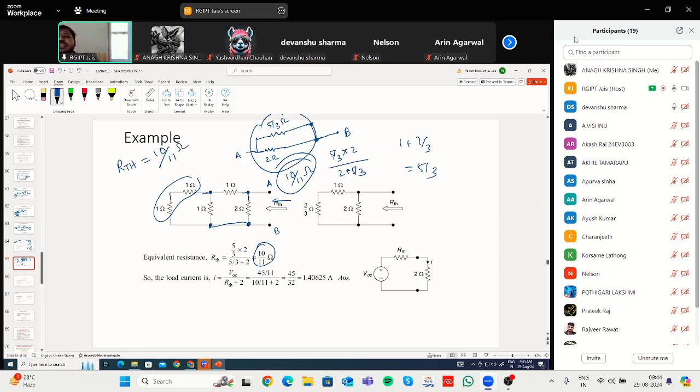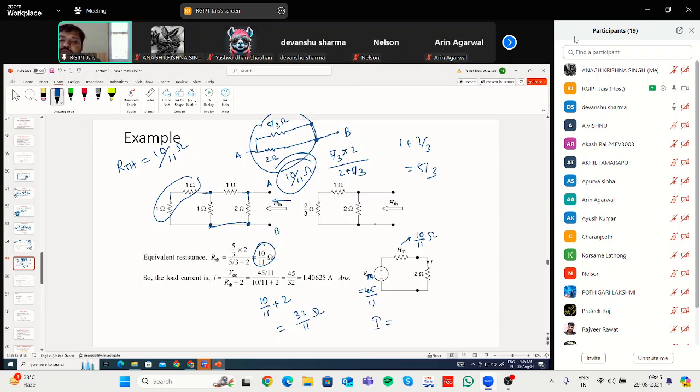Now if you know VTH and RTH, you have to simply connect the VTH here. This is VTH. VTH we have already found out. VTH is 45 by 11. And RTH we have already found, 10 by 11 ohm. So what will be the current flowing through this 2 ohm resistance? You have to add the RTH and RL. RTH is 10 by 11 and RL is 2. So 22 plus 10, 32 by 11 ohm resistance.